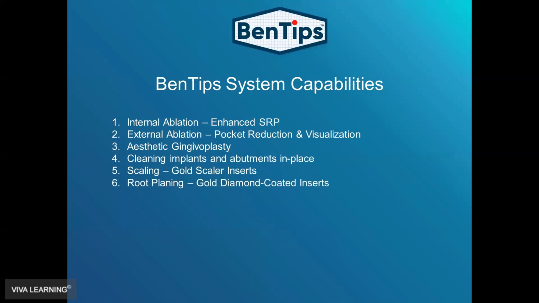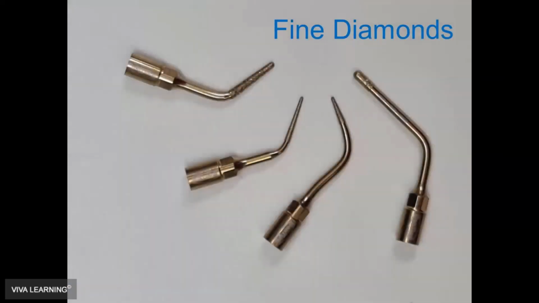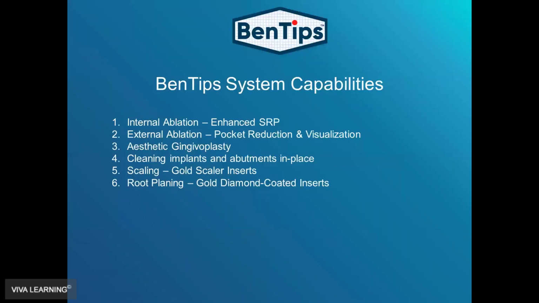Next up is root planing. We've got gold diamond-coated inserts. Here's a small selection of them, fine and coarse. You know, every girl's best friend, right? Diamonds. And so these are very good for root planing, and you can even dress down the root surface, remove enamel pearls or enamel projections. Theoretically, you could even do a prep with these things. They can be very aggressive, so you do have to be careful with them. But what I do is I turn it down to scaler power and then go in and root plane with them, and we end up with fantastic results and smooth root surfaces.